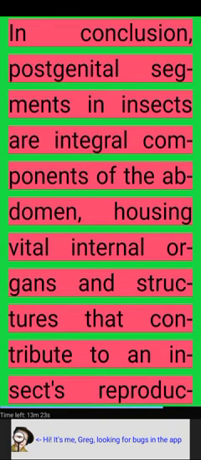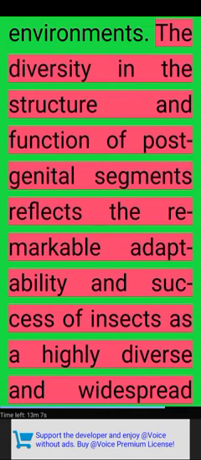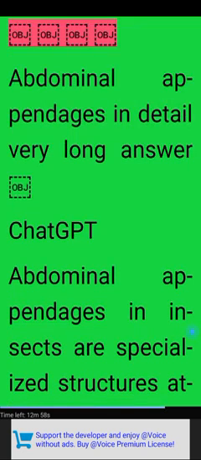In conclusion, postgenital segments in insects are integral components of the abdomen, housing vital internal organs and structures that contribute to an insect's reproduction, digestion, excretion, and overall functionality. These segments highlight the intricate interplay between different systems and adaptations that enable insects to thrive in diverse environments. The diversity in the structure and function of postgenital segments reflects the remarkable adaptability and success of insects as a highly diverse and widespread group of organisms.